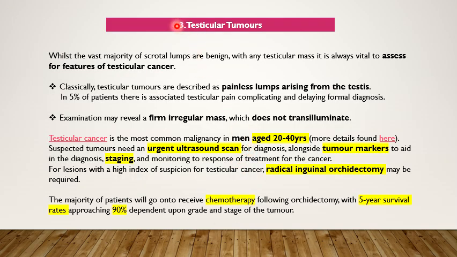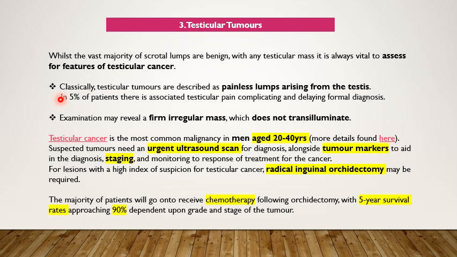Now, the other thing is testicular tumors. While the vast majority of scrotal lumps are benign, with any testicular mass, it's always vital to assess for features of testicular cancer. And the most important thing is, classically, testicular tumors are described as painless lumps arising from the testes. In 5% of patients, there is associated testicular pain, which delays the diagnosis.